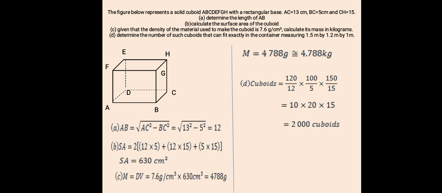Calculate the surface area of the cuboid. Given that the density of the material used to make the cuboid is 7.6 gram per cubic centimeter, calculate its mass in kilograms. D. Determine the number of such cuboids that can fit exactly in the container, measuring 1.5 by 1.2 meter by 1.